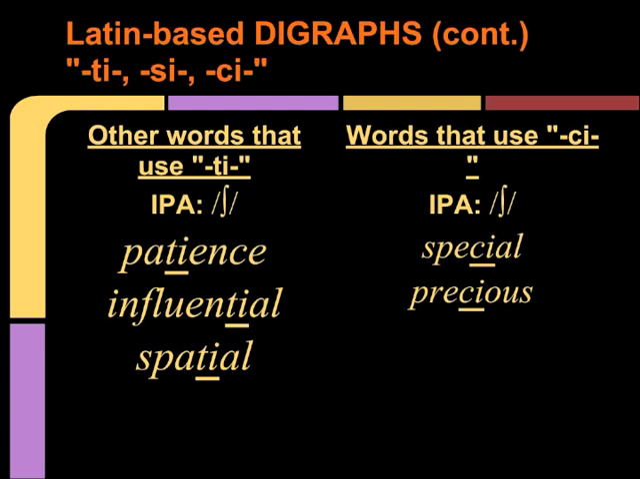Other words that use TI, IPA, sh. Patience, influential, spatial. Words that use CI, IPA, sh. Special, precious.